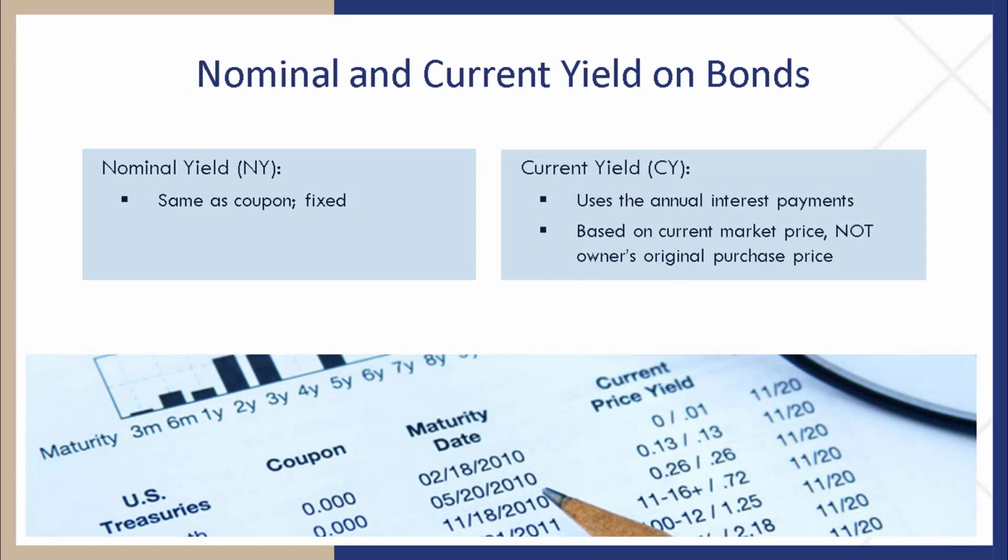Number 2, the current yield builds upon the nominal yield, uses that annual interest payment, and you divide that by the current market price, not the price you paid. You might have paid $900, and now the bond's selling for $950. It's based upon $950, not $900.